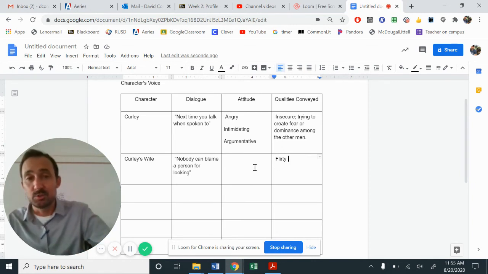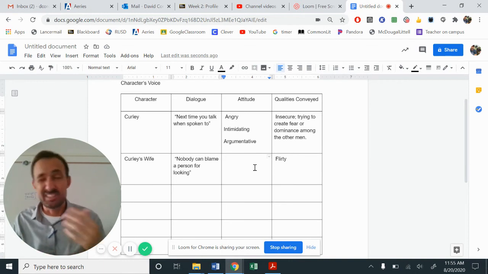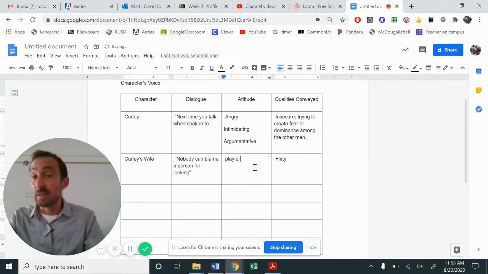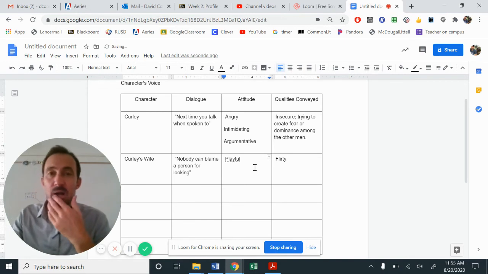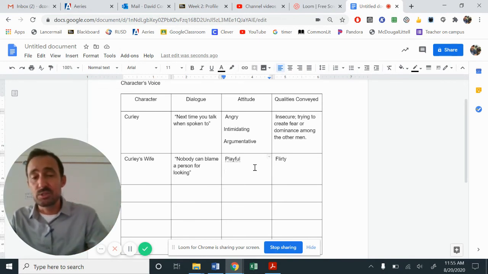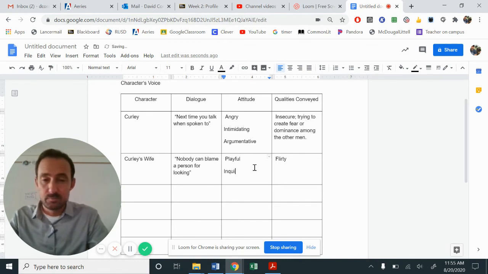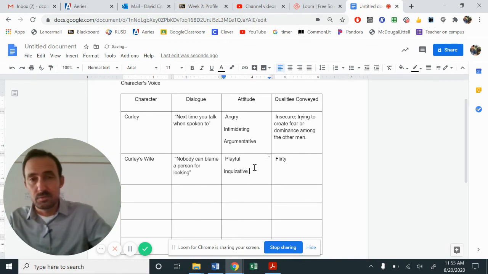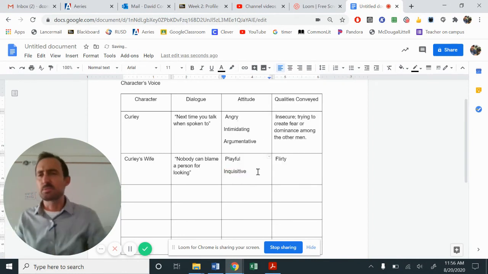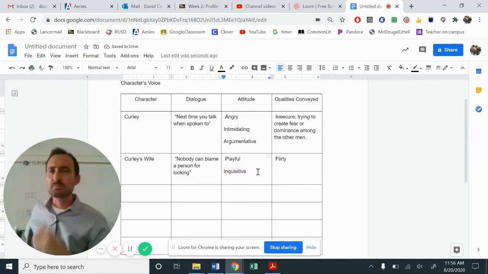Her attitude, sure, it's inquisitive. Her attitude comes across as kind of being naive and, like it says several times, very playful. Okay. She wants to know who these new people are as well. So she's inquisitive. Not how you spell that word at all. There it is. Good job. Love spell check, right? Love spell check.